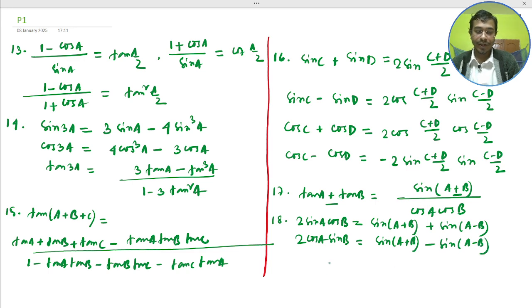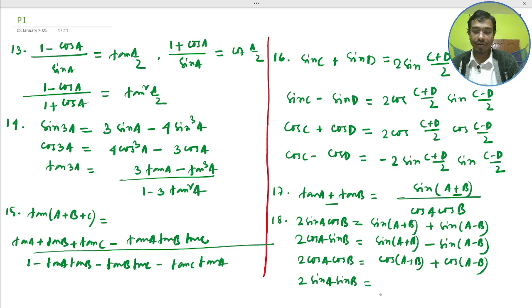Next, twice cos A cos B, that is equal to cos A plus B plus cos A minus B. Next one, twice sin A sin B, that is equal to cos A minus B minus cos A plus B.